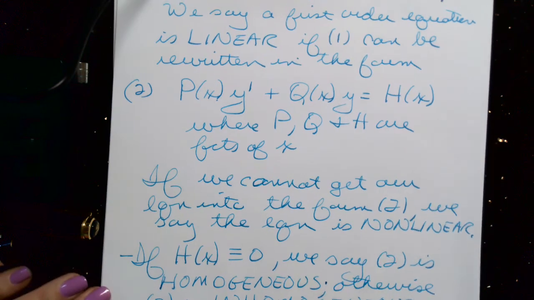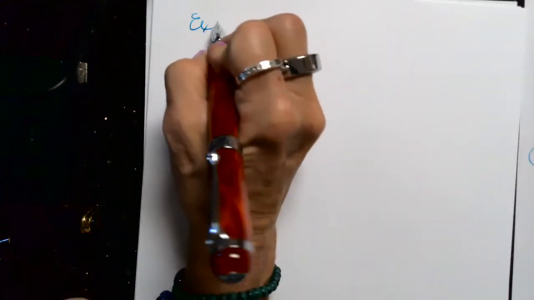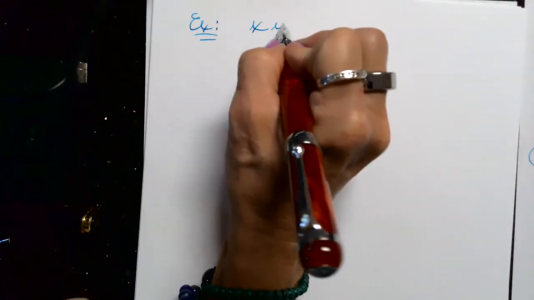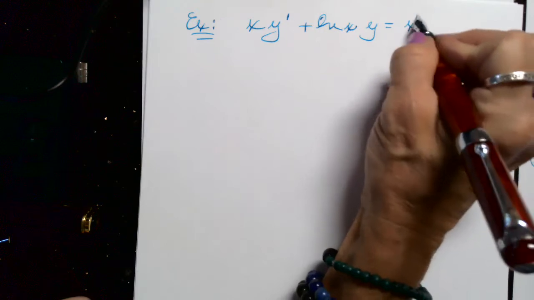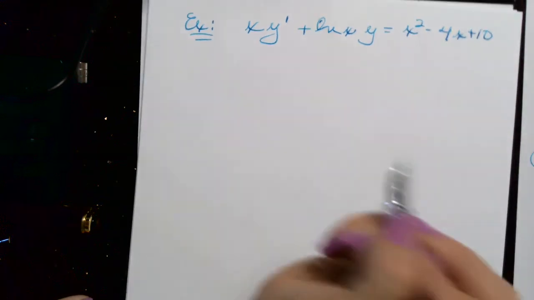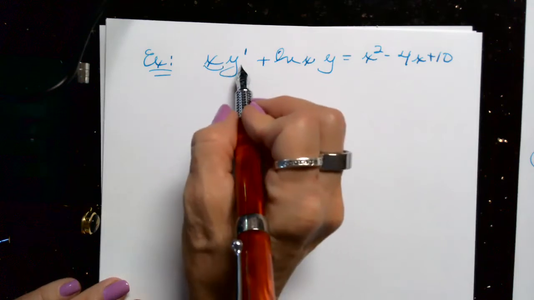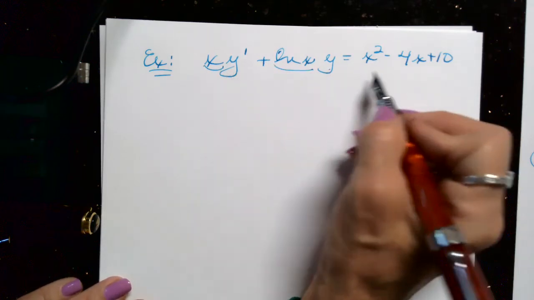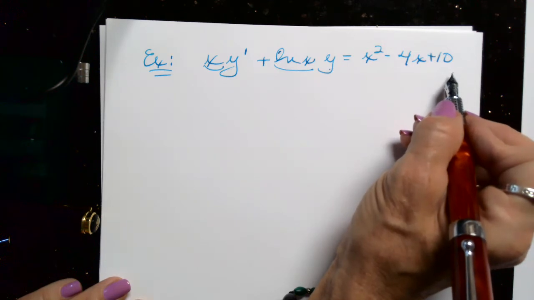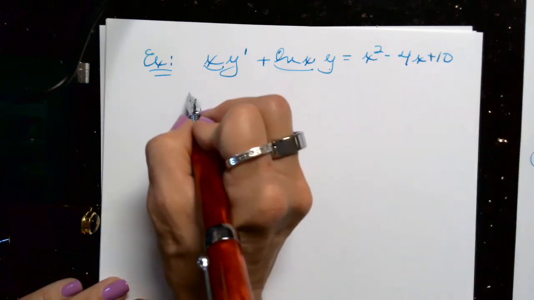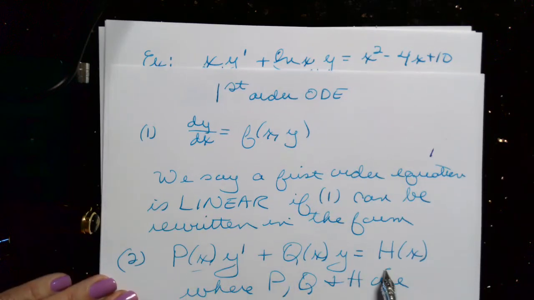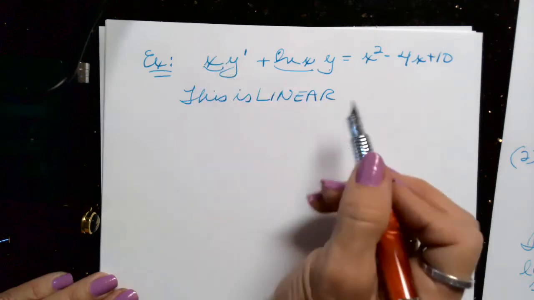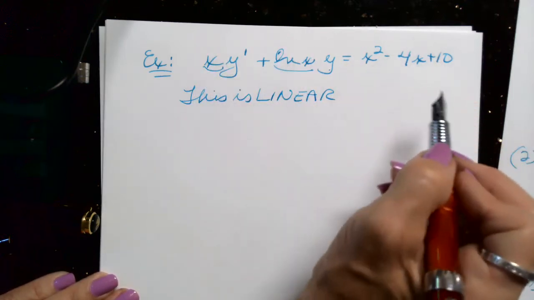Okay, so let's do a couple of examples. Suppose I look at the equation x times y prime plus ln x times y is equal to x squared minus 4x plus 10. Notice you have a function of x times y prime and another function of x times y. And then over here on the right-hand side, we only have functions of x or constants. So this equation is linear because it's exactly in the form of equation 2. Or you could tell capital P is x, capital Q is ln x, and h is x squared minus 4x plus 10.